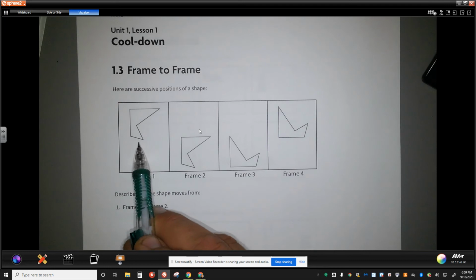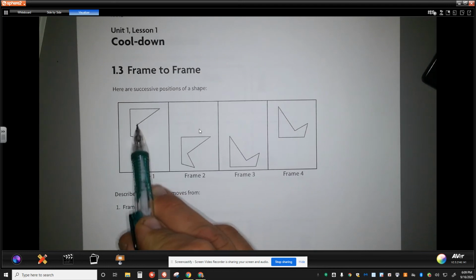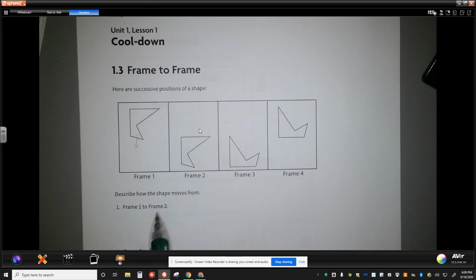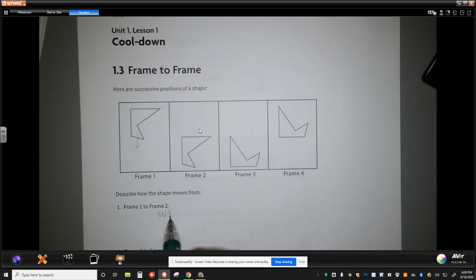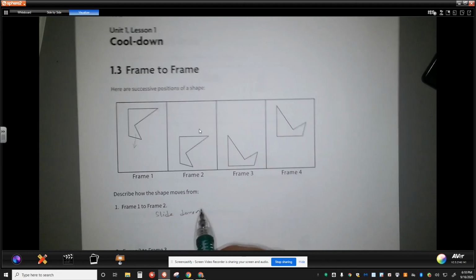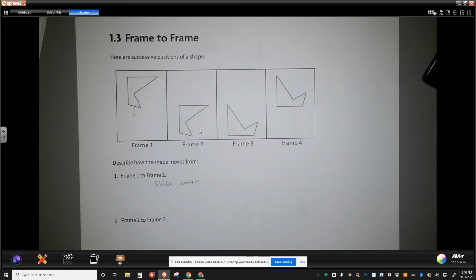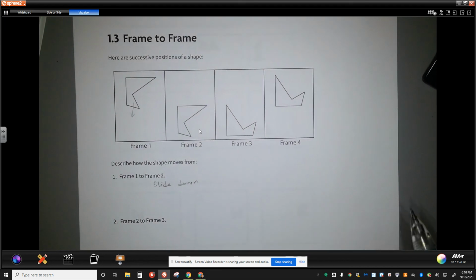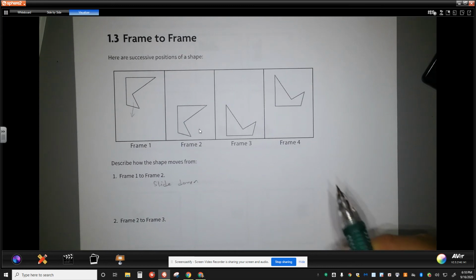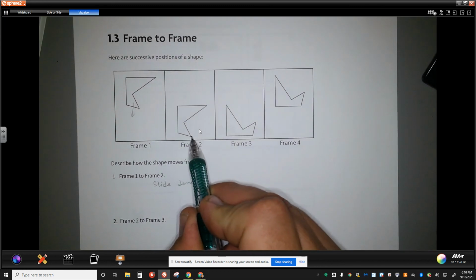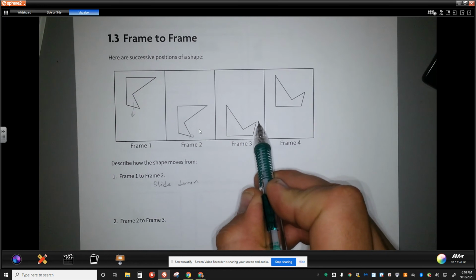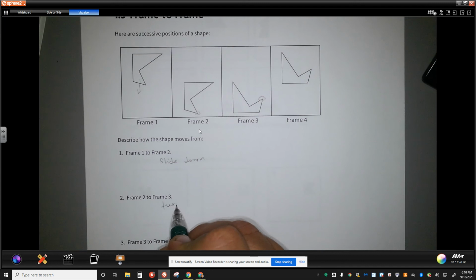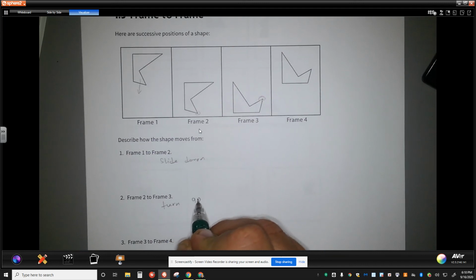In this case, I see that we started in the upper part of the box, and it appears that we just slid it down. So we can talk about this one as slide down. Our next one, from frame 2 to frame 3, it's pretty obvious that there's a change that has happened. Looking at where this point is and its related point over here, we could see that there has been a turn of 90 degrees.